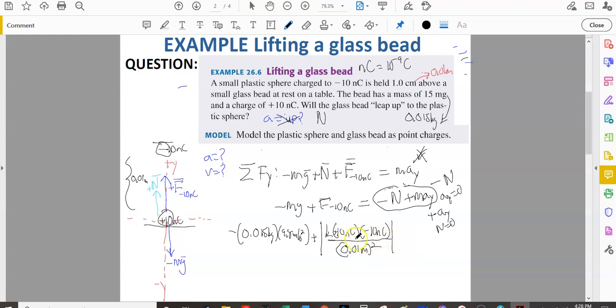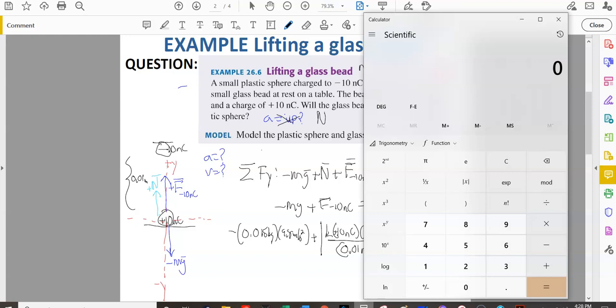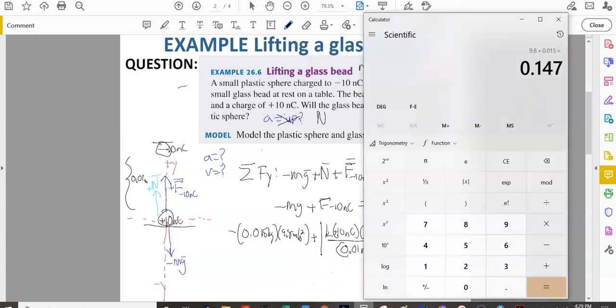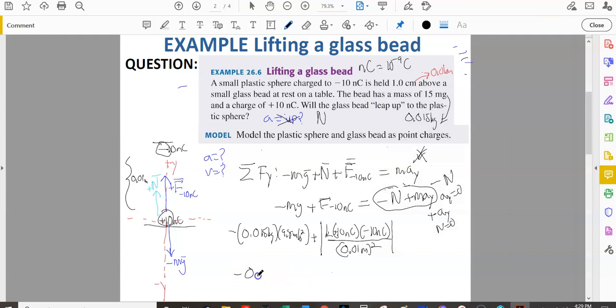And again, hopefully this works out to be a positive, and if it does, then that means the normal force is 0 and it will be accelerating upwards. Okay, so let's find out what this number is right here. That is going to be 9.8 times 0.015, and that is going to be negative 0.147 kilogram meters per second squared.